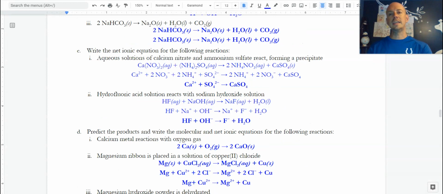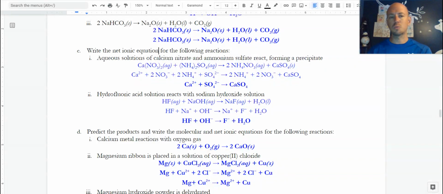On C, it asks for just the net ionic equations. You will, with practice, be able to go straight from a word equation down to here, but it's important to kind of think through that process while we're practicing. It tells us that aqueous solutions of calcium nitrate, so I write Ca(NO3)2 aqueous, and ammonium sulfate, (NH4)2SO4 aqueous, react, forming a precipitate.